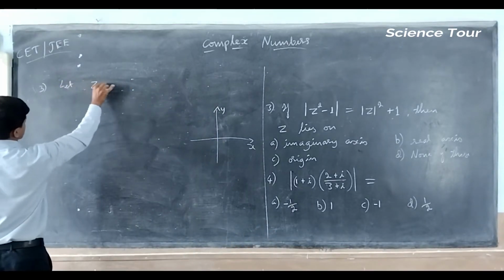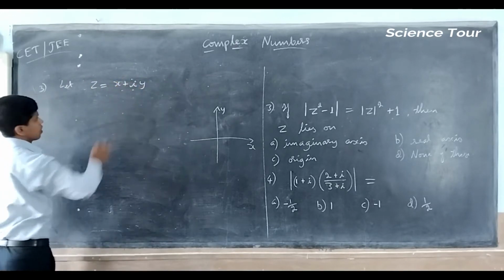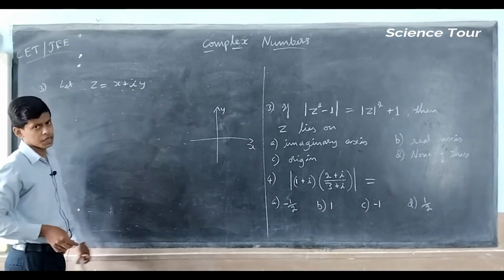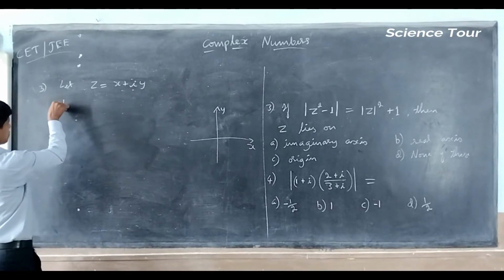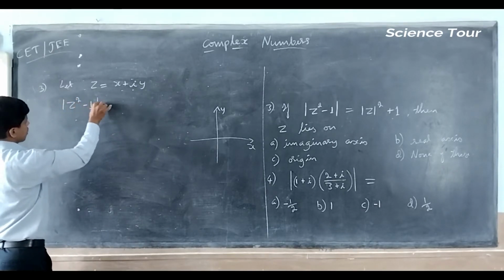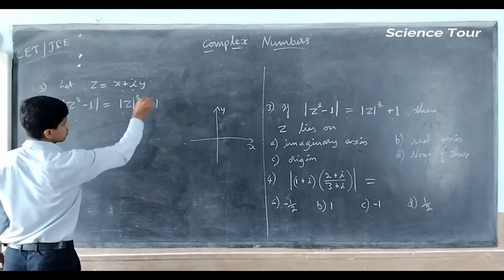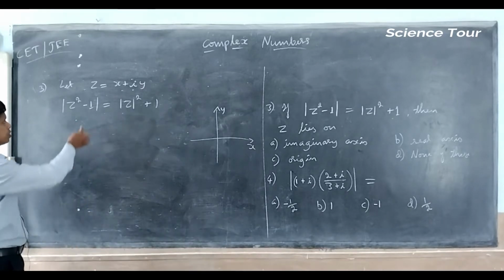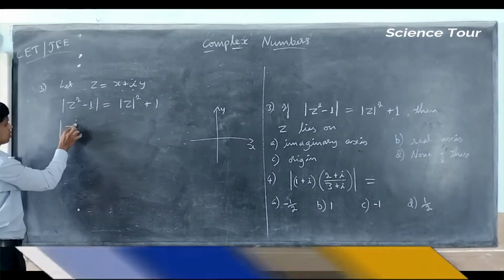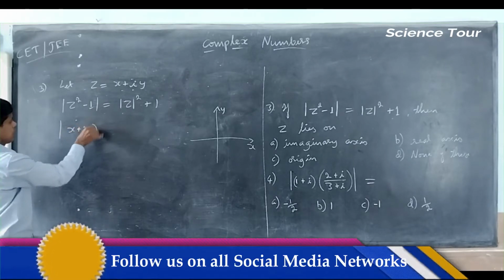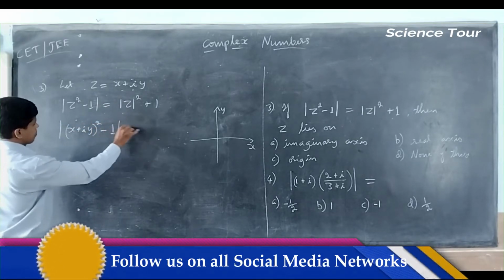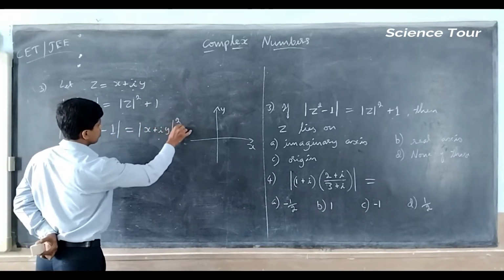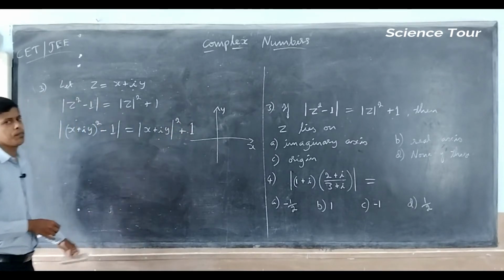Let z be equal to x plus iy. So we'll take a complex number with variable real and imaginary parts. Now what is given? z square minus 1 is equal to mod z square plus 1. These two quantities are equal. Now substitute z here. So z is x plus iy, the whole square, minus 1, is equal to modulus of x plus iy, squared, and then plus 1.